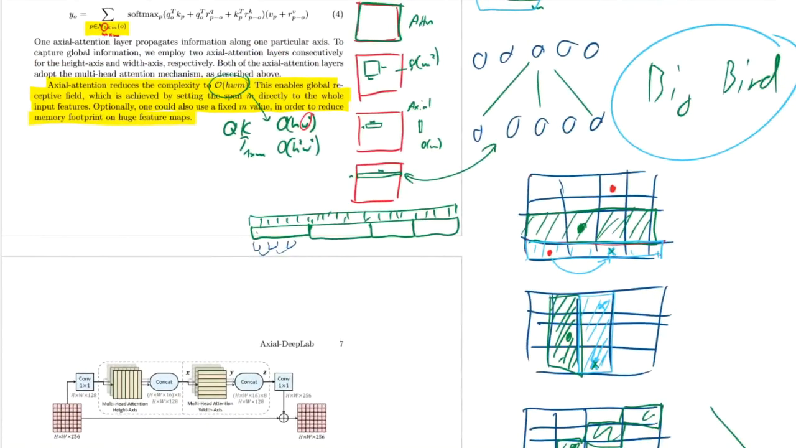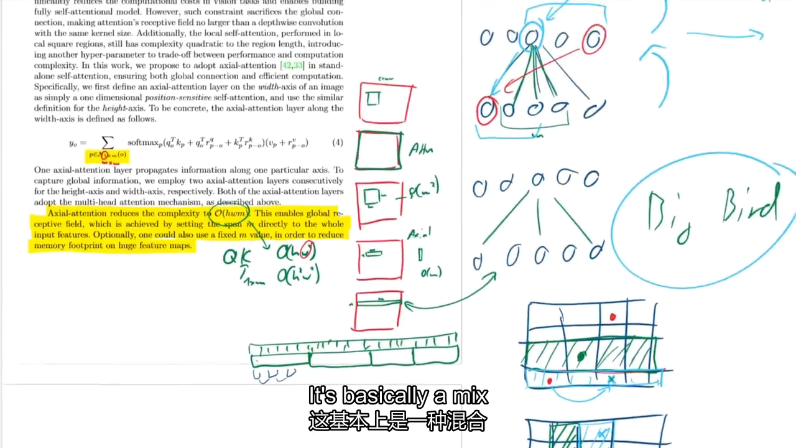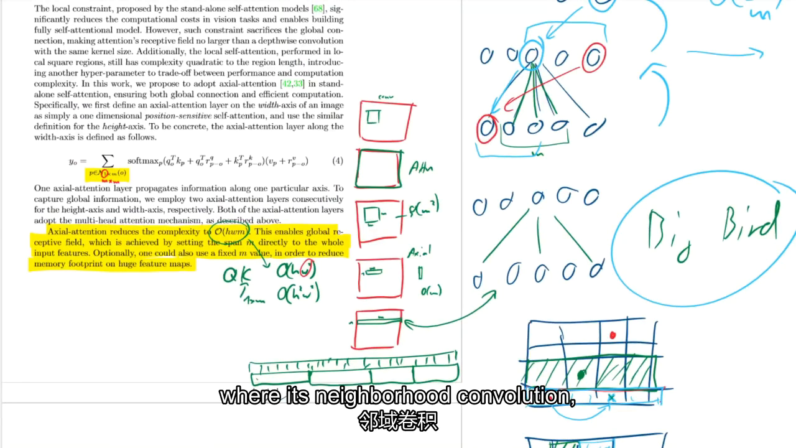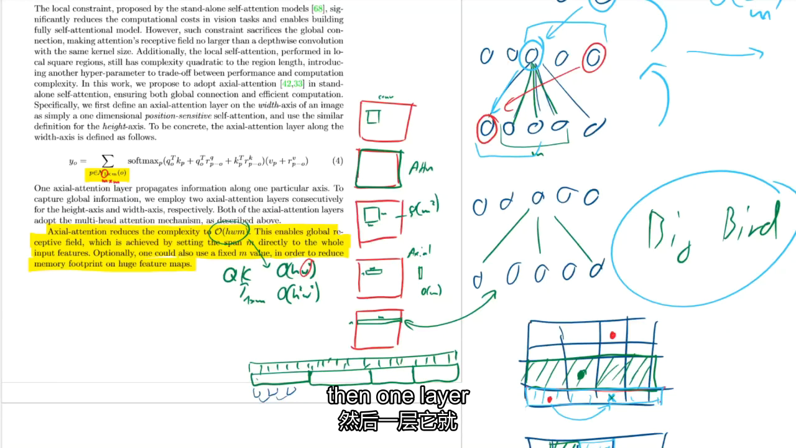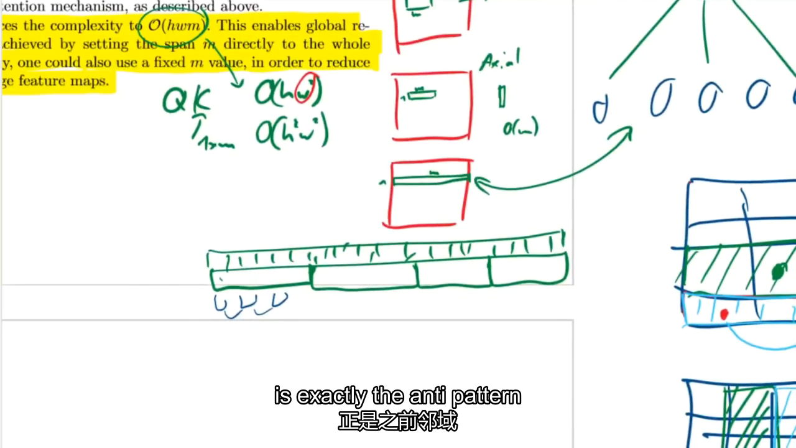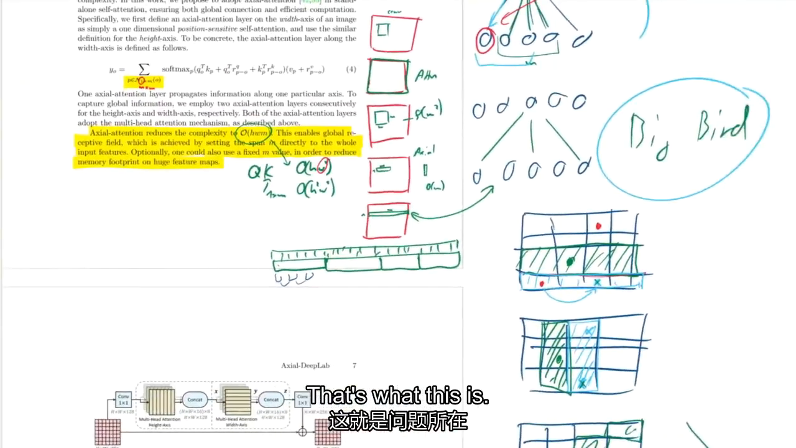It's basically a mix between, if you were to do this in convolution, you could do one layer where it's neighborhood convolution, and then one layer where it's like convolution with holes in it. I think they're called atrous convolutions or something like this, with like giant holes in it that are exactly the anti-pattern of the neighborhood convolution from before. That's what this is.